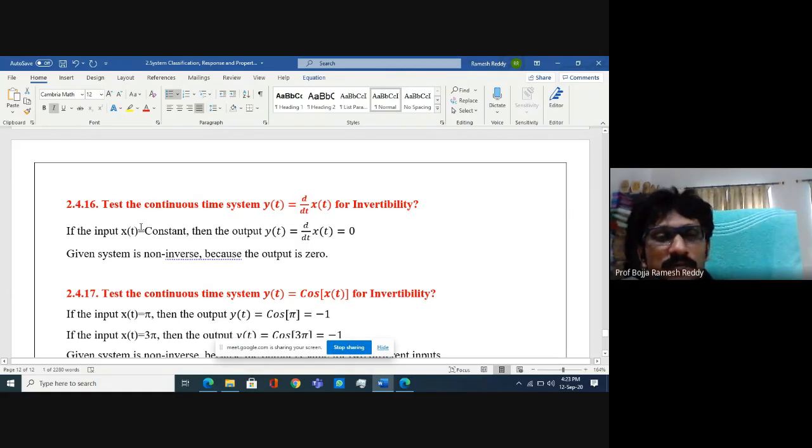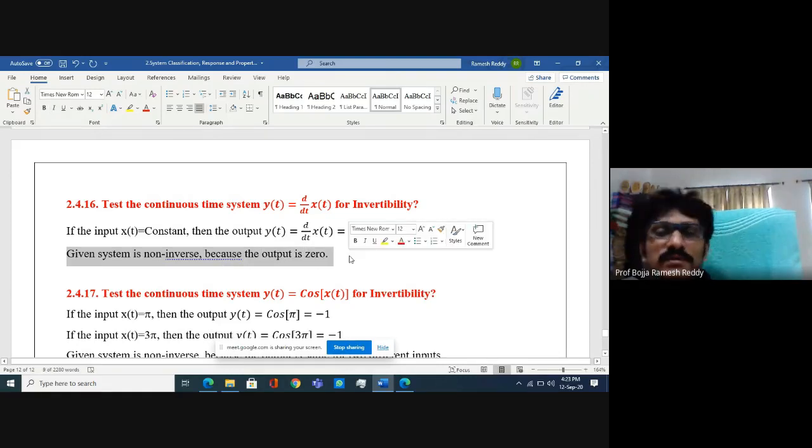But if the input x of t is equal to constant, then the output y of t is equal to d by dt of constant, which is equal to 0. The output is 0. For a particular system, if the output is 0, then such things come under non-inverse systems. Output cannot be 0. The given system is non-inverse because the output is 0.